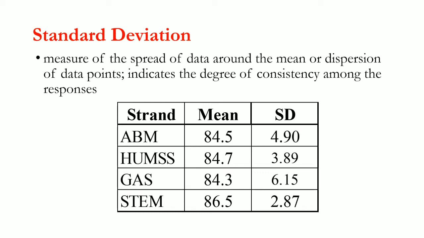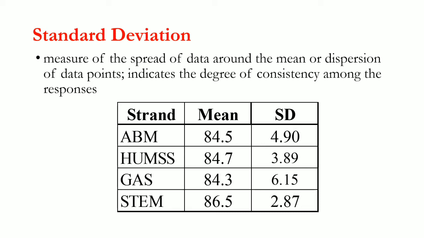Standard deviations are usually presented with the means because, as you can see in the definition, it measures the spread of data around the mean. So for example, STEM here is of the highest mean. So this means that the overall performance or the average performance of the STEM students is better than those of other groups here, ABM, HUMSS, and GAS.